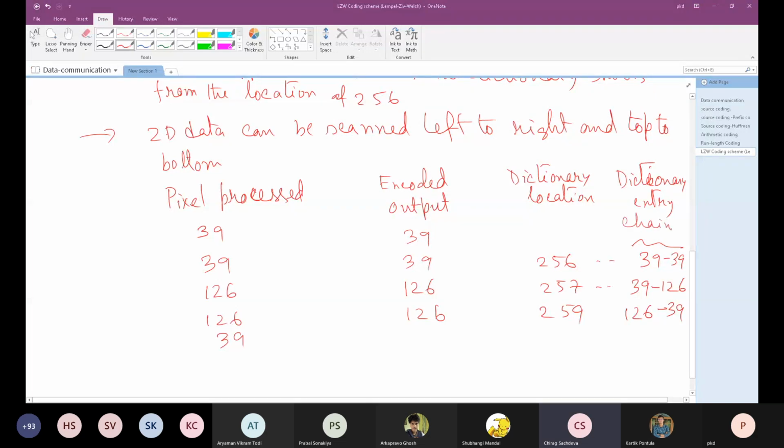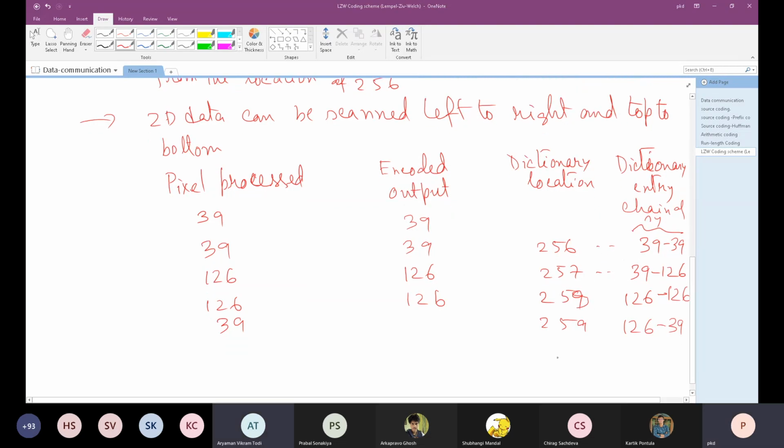So why didn't you use the 258 location? 258 location actually. Oh, 258. Okay, 258 is here. Sorry. And sir, why is chain 126, 39? Just 1 minute. Let me correct it. 258 is 126, 126. And 259 is 126, 39.